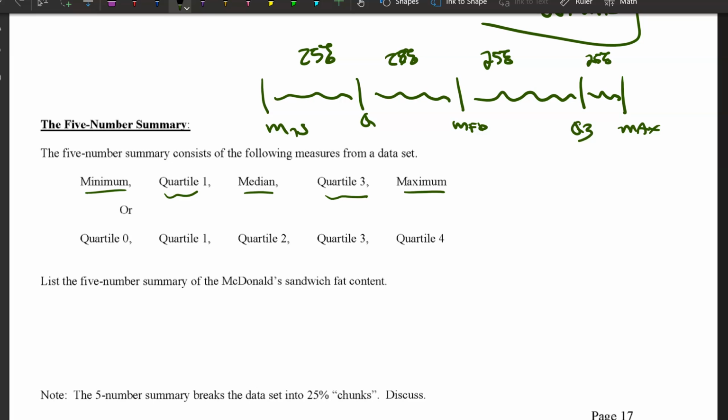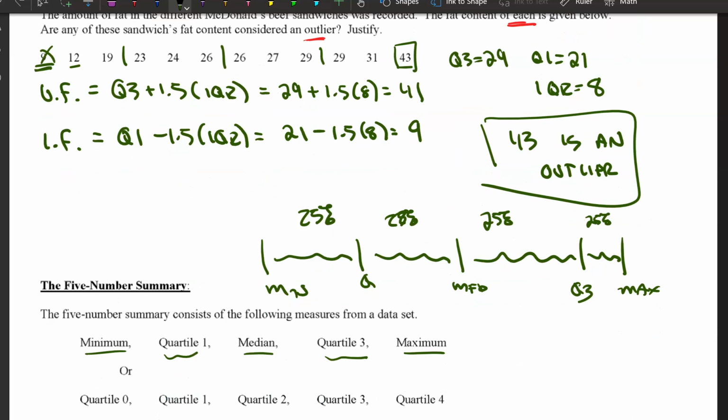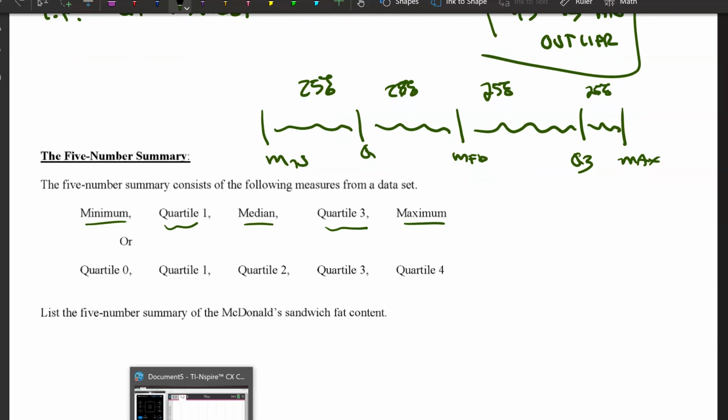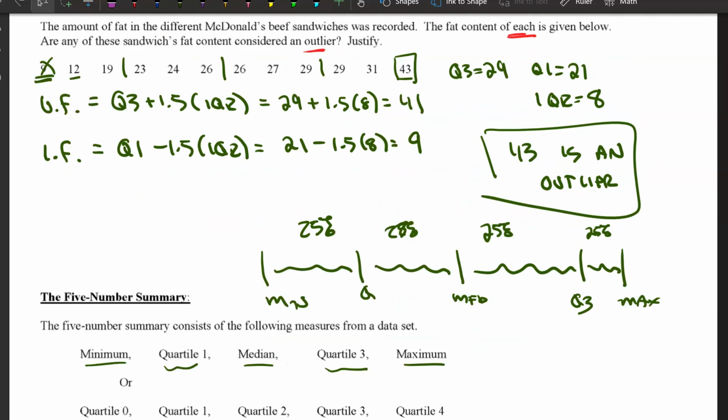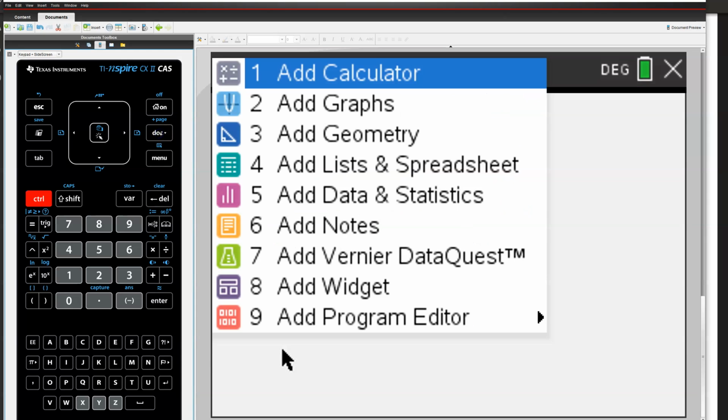So let's list the 5-number summary of the McDonald's sandwiches' fat content. We could do it by hand, or we could use a calculator. So let's open up and review again how to do the one variable statistics.